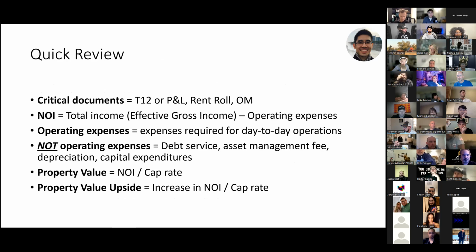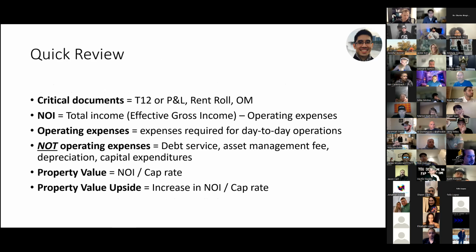So a really quick recap of what we went over the last couple of weeks. The critical documents required for underwriting are a T12, which is the trailing 12 months, or a P&L, profit and loss statement, and a rent roll. A little less importantly, an OM, offering memorandum. You can underwrite without the OM.